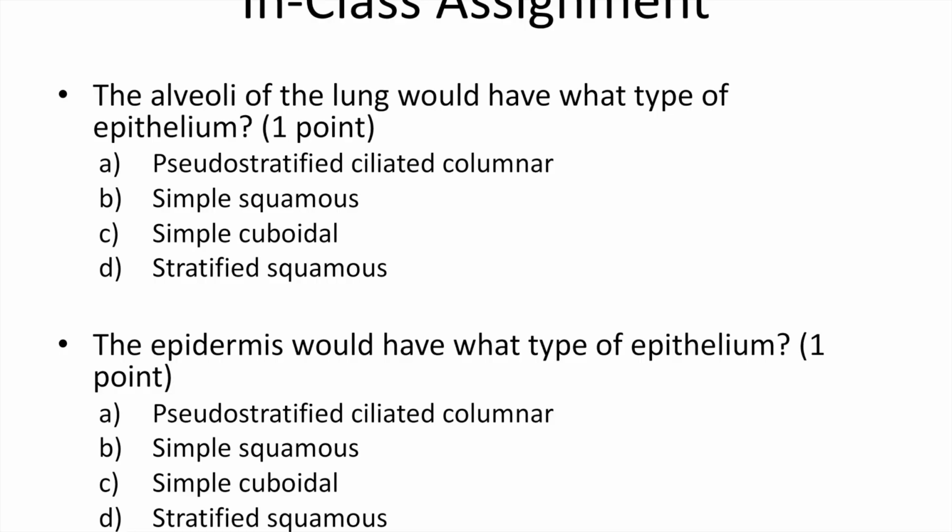So this brings us to our in-class assignment. The alveoli of the lungs would have what type of epithelium? And just remember, the alveoli is where gas exchange occurs. So the alveoli of the lungs have simple squamous epithelium in them to maximize diffusion.